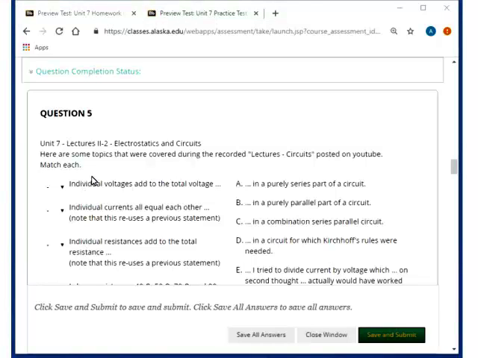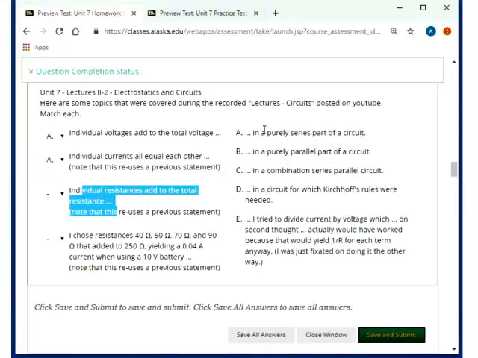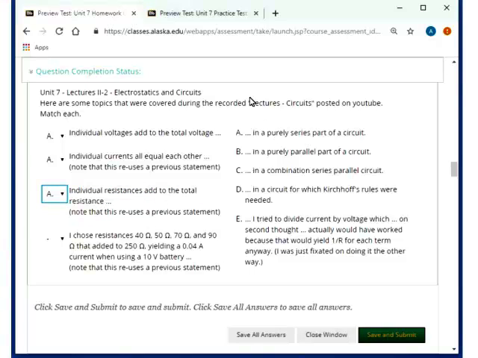So let's see, individual voltages add to the total voltage in a purely series part of a circuit. Individual currents all equal each other in a purely series part of a circuit. So when you played with these, or when you watched what I'm doing with these circuits, you will find that individual resistances add to the total resistance in the purely series part of a circuit. This here must be in my recorded lecture on circuits posted on YouTube.